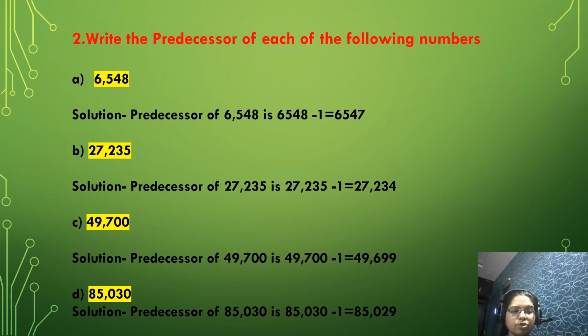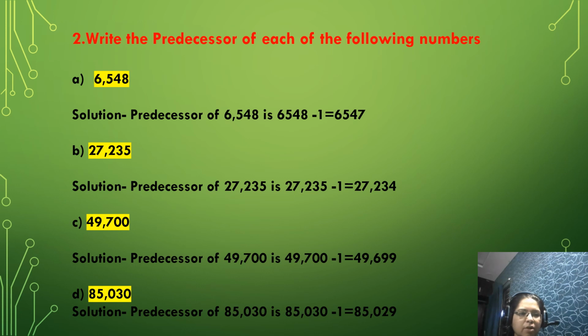Now we will solve question number 2. Question number 2 says: write the predecessor of each of the following numbers. That is, we have to find the before number. How will we find the before number? Just subtract 1 from this number.